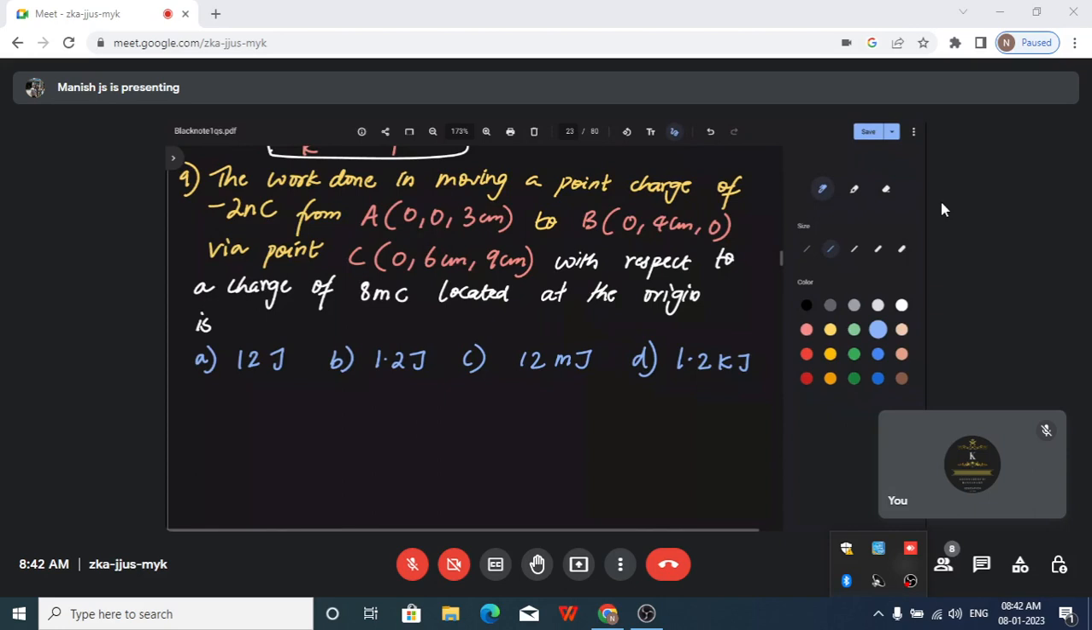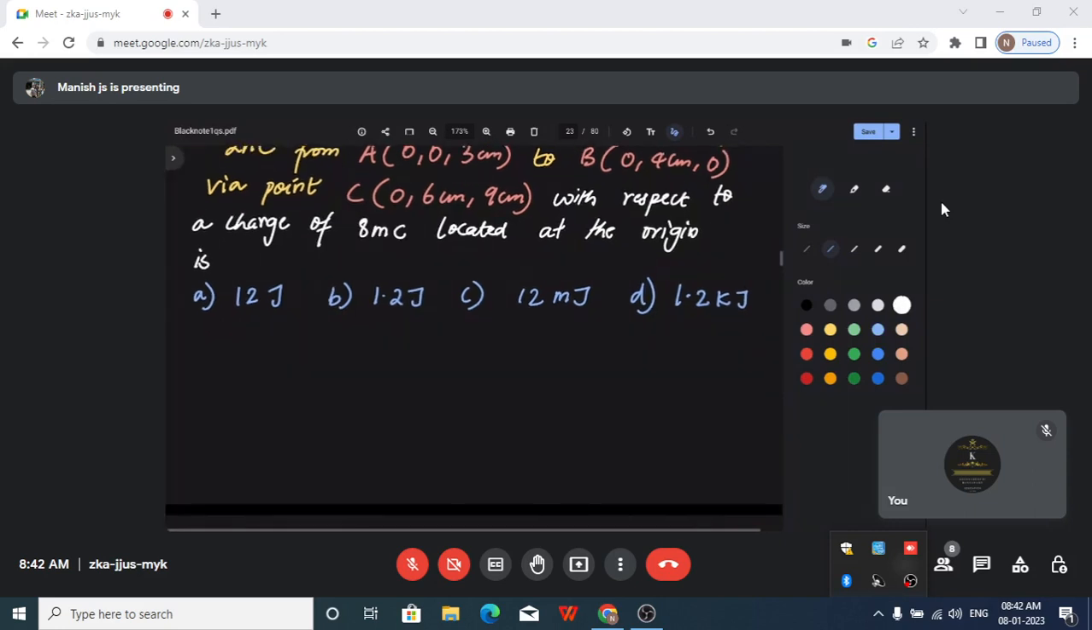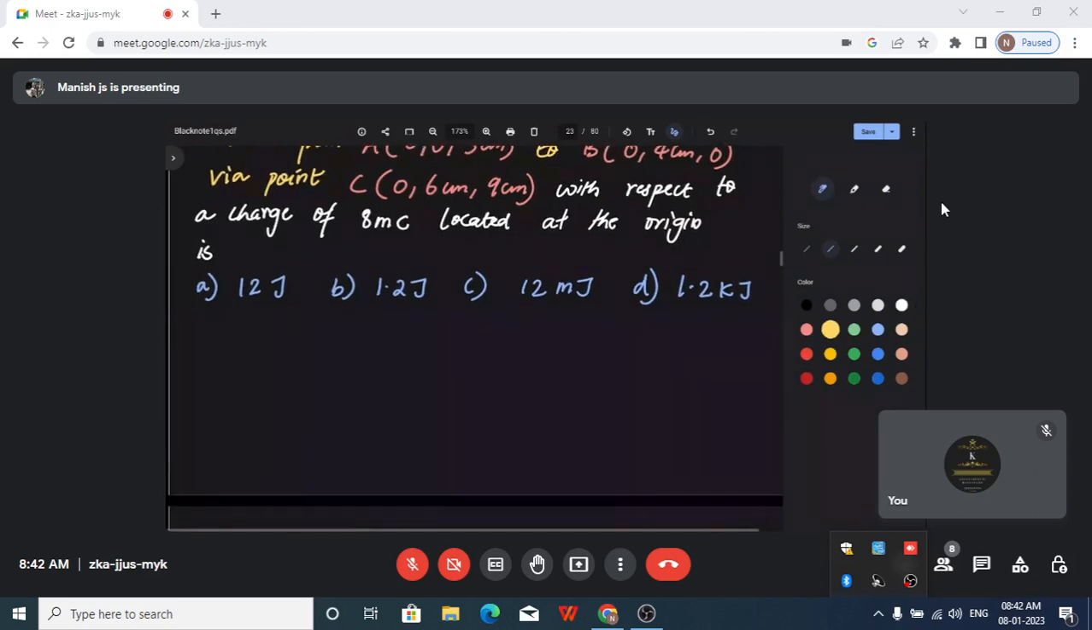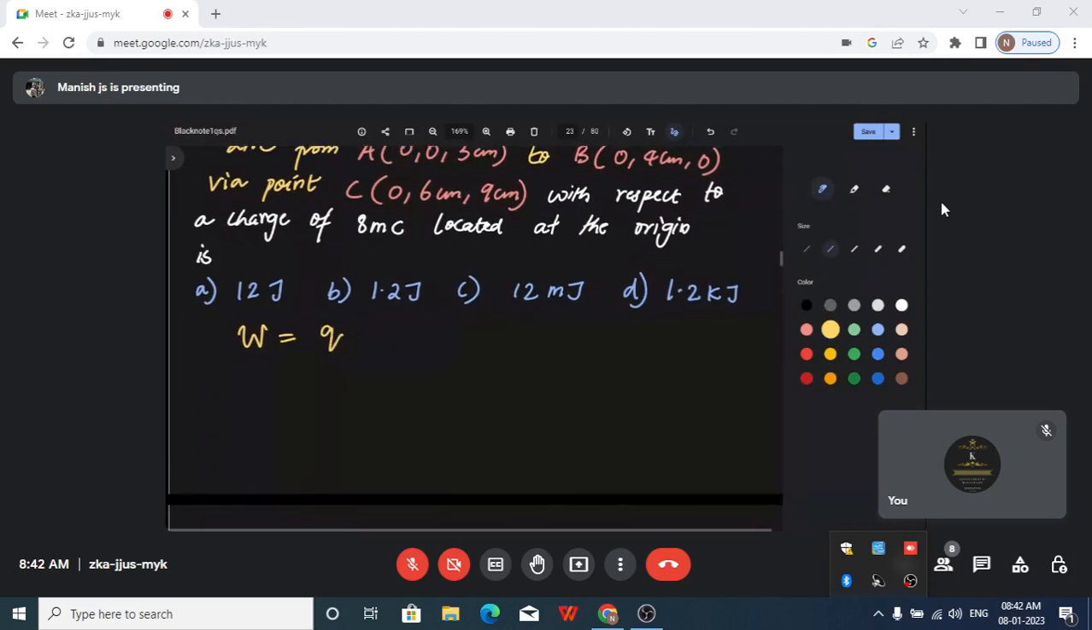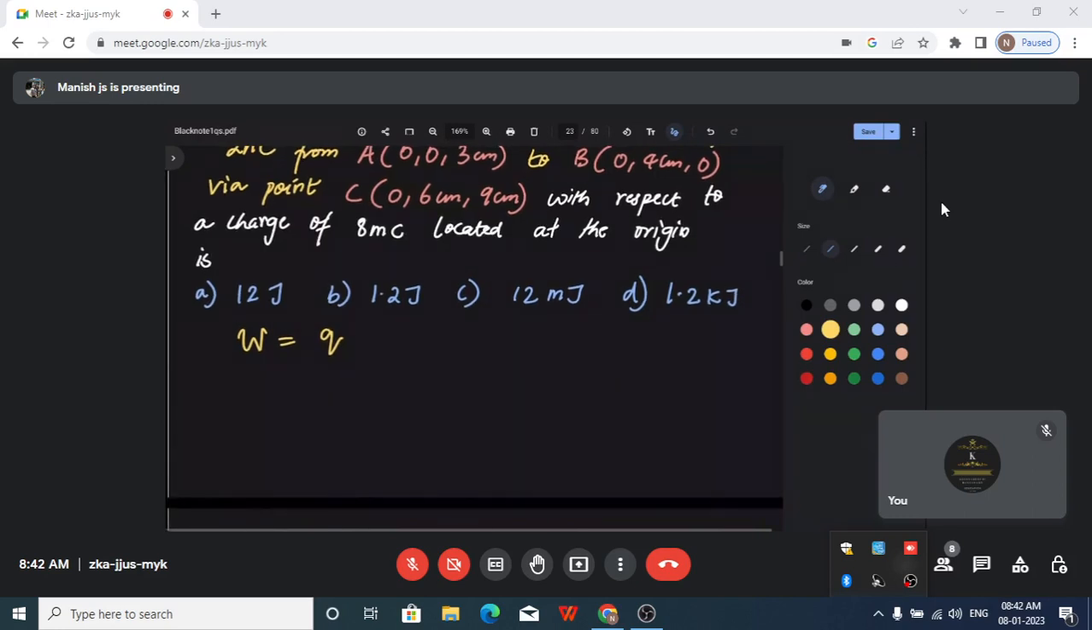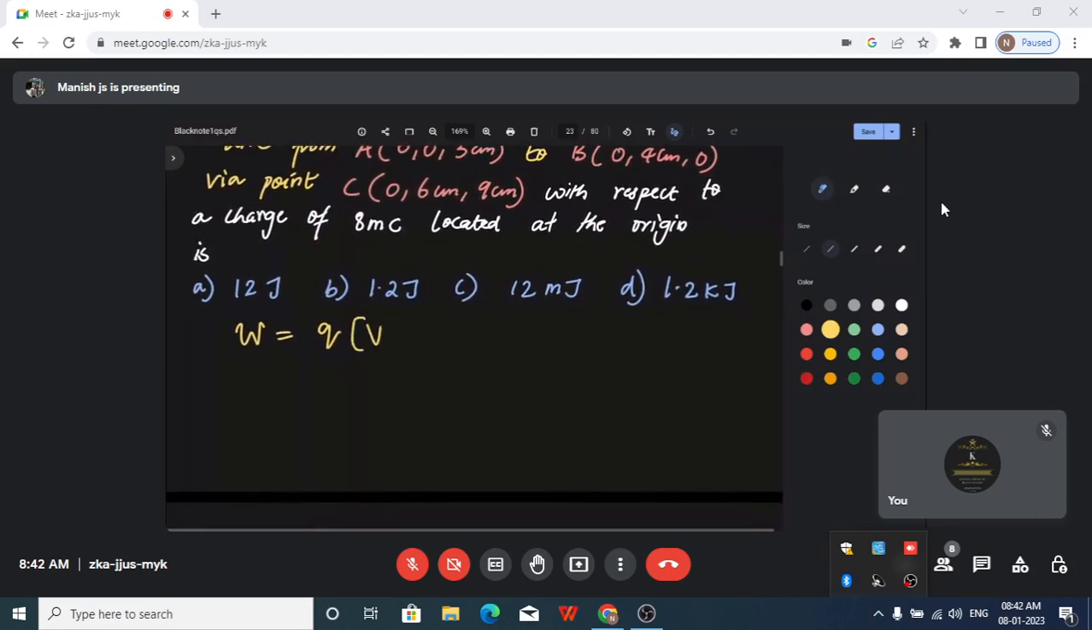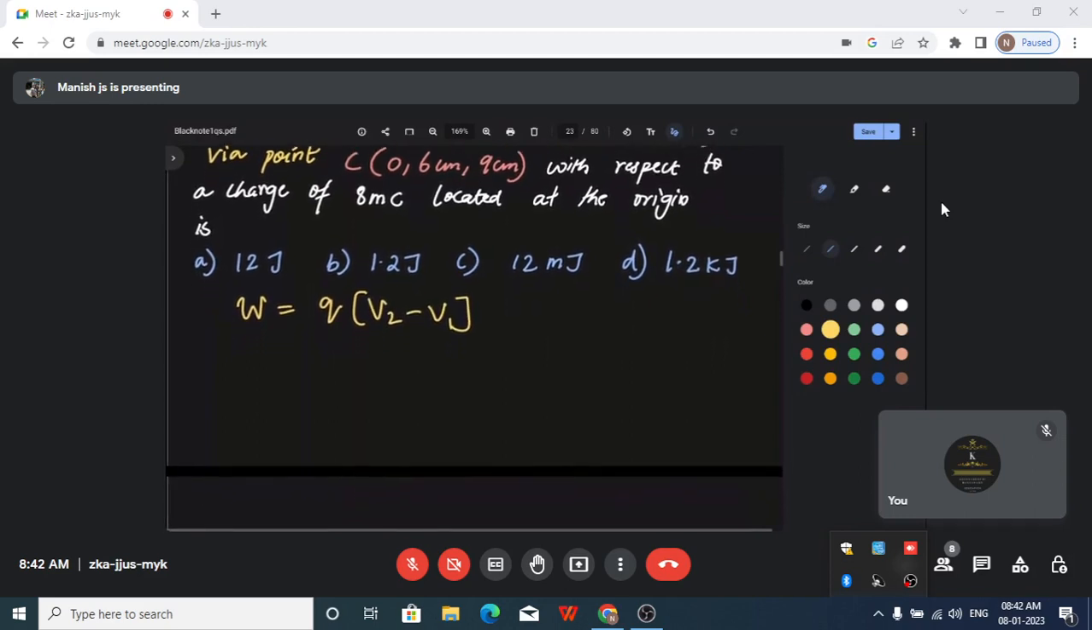So what is the work done for moving a charge from one point to another? The formula for work done is easy. W is equal to Q into V. Yeah, Q into V. Here when you are moving from one point to another, it is Q into the final minus initial, Q times V2 minus V1. You can write that down. So express that.